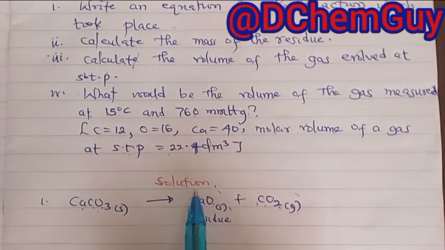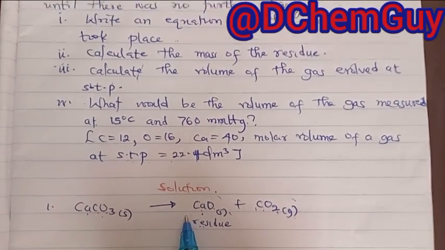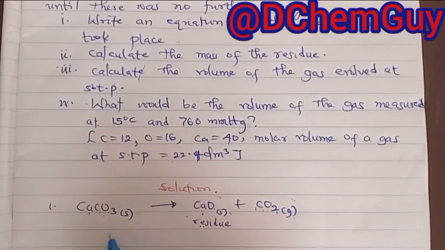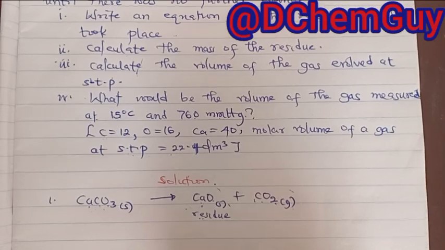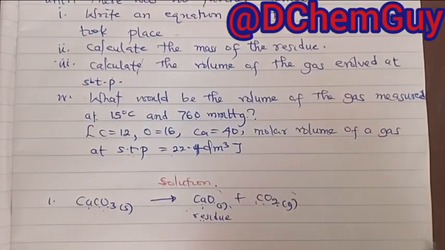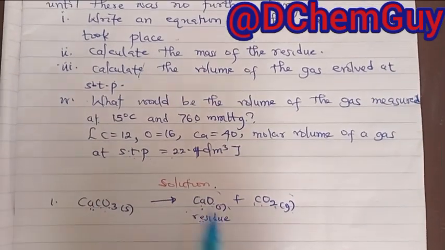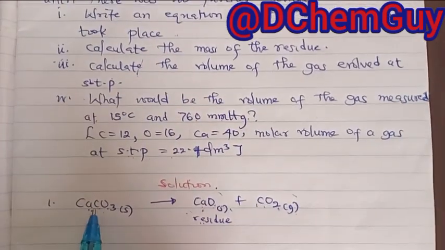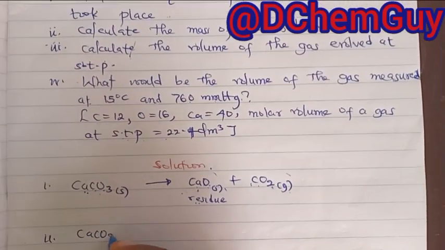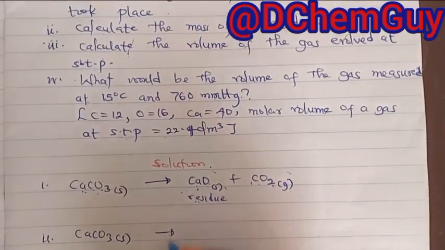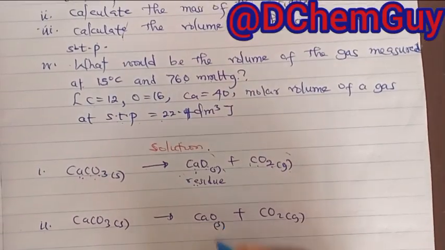Now, we want to calculate the mass of the residue that will be left. But before we proceed, you need to also know the molar mass of what you are dealing with. In question 2, we are only working with this and this. So let's rewrite the equation of reaction to give us calcium oxide plus CO2, solid and gas.